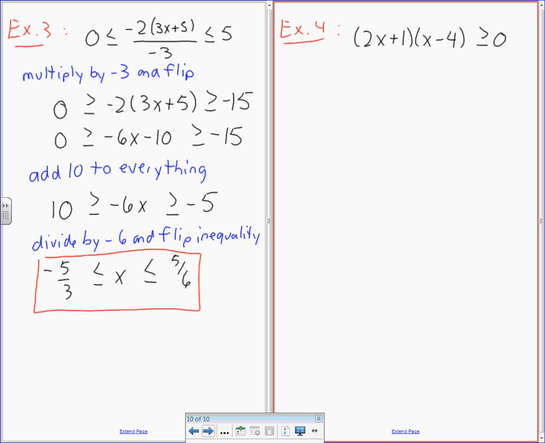Okay, so this one says bracket 2x plus 1, bracket x minus 4 is greater than 0. Now, this one is tricky to do. This is the way we're going to do it. There's two ways to do it. One is with an interval chart. I'm not going to do that. You will do that in advanced functions. But the way we're going to do this is we are going to, number 1, find the roots.